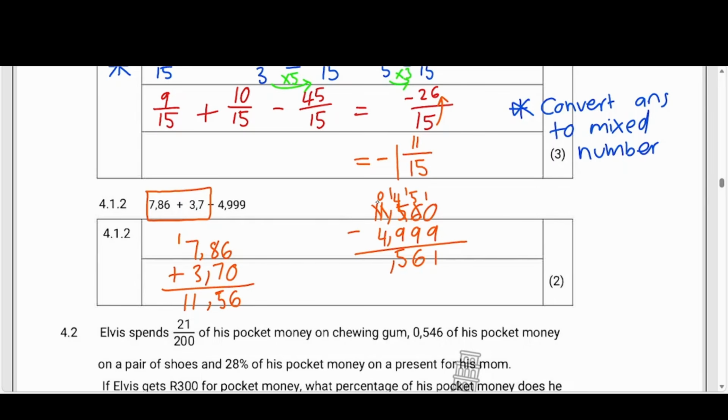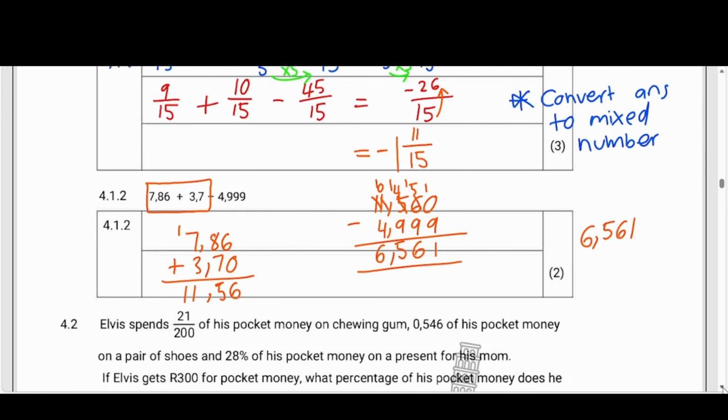0 take away 4 we can't do. 10 take away 4 is 6. And that is our final answer there. 6,561. So they're trying to make it look scary with all these decimal places, but just make sure you line up the decimal places nicely. If there's a missing space, you just put a 0.